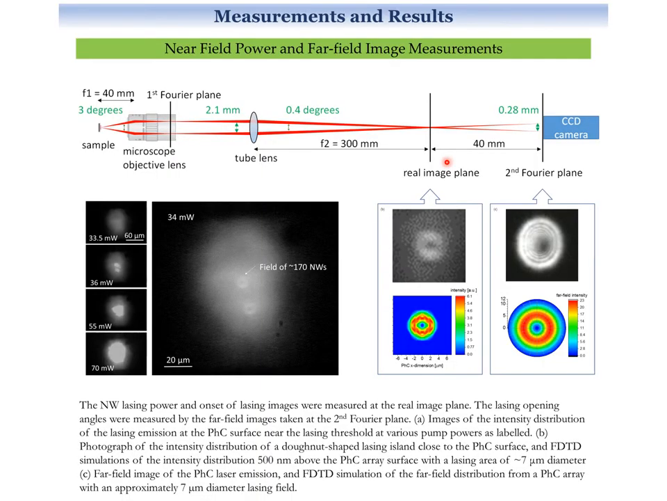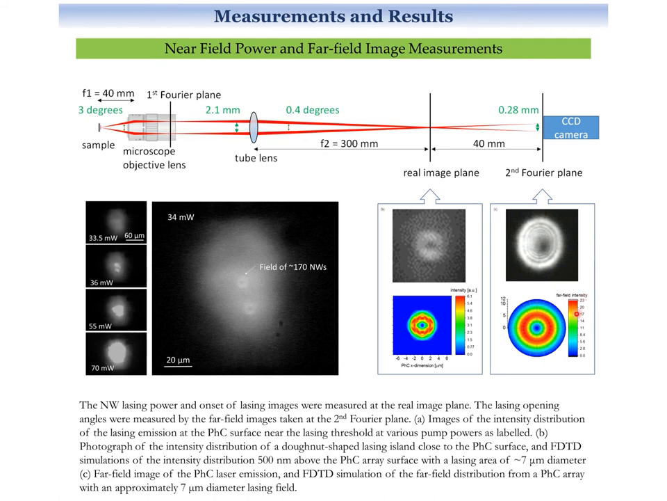The nanowire lasing power and onset of lasing image were measured on the real image plane. The lasing opening angles were measured by the far field image taken on the second Fourier plane. The far field image helped us to determine the nanowire lasing opening angles, which was important to determine the size of the nanowire lasing island and how many nanowires were lasing.